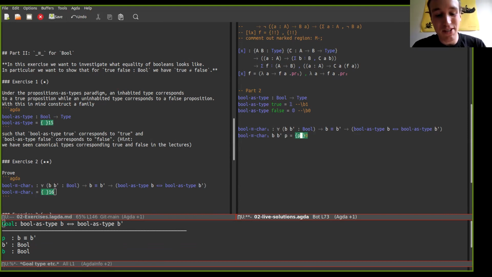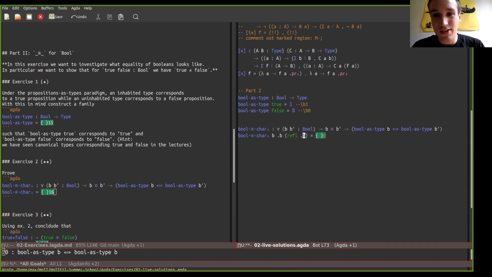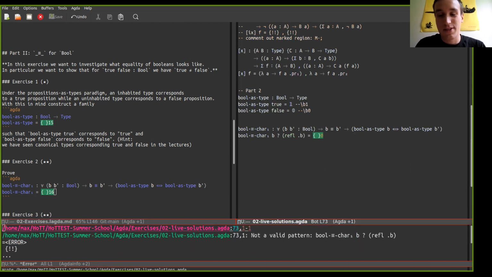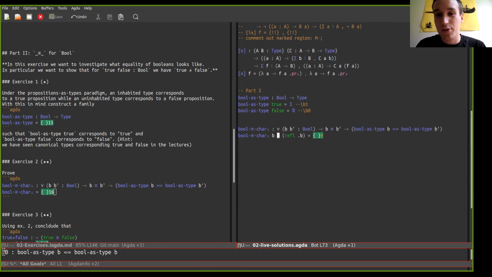So we pattern match on P, Control C, and it automatically makes the B prime into B, and puts a dot here to say that this is an irrelevant argument. You can put an underscore here and it'll know. Can we do that? No, that's not Agda syntax. We can do it on the left. We can put an underscore here and Agda will know that this has to be the same B as here. We can do the same here. Agda will know that those underscores have to be B.